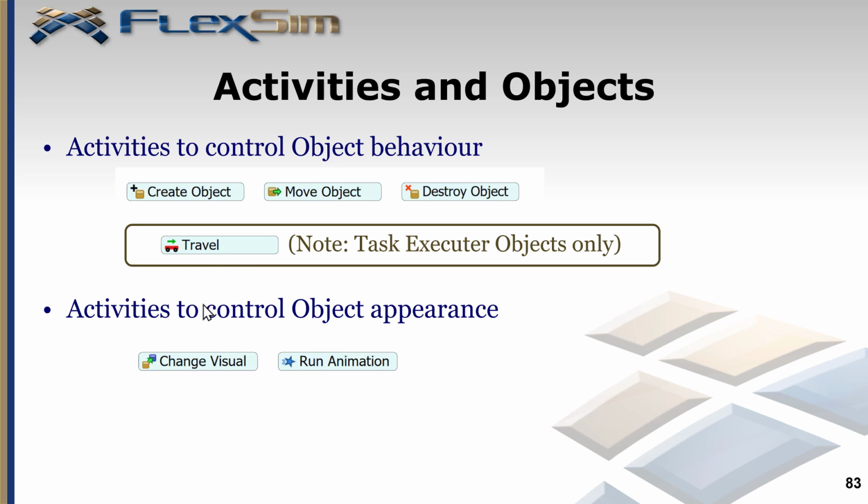Okay, and then there's a couple activities I want to introduce to you for controlling object appearance. One is called change visual, and it can change a lot of visual attributes of a 3D object, like its color and its size and rotation. This one here will start an animation running. So when you see people walk in the 3D space, that's because an animation has been started on them called the walk animation. And task executor type objects have lots of different animations you can apply to them.